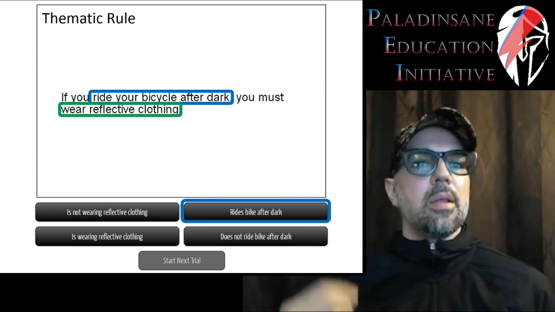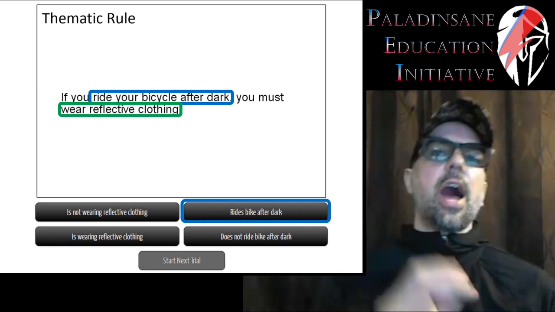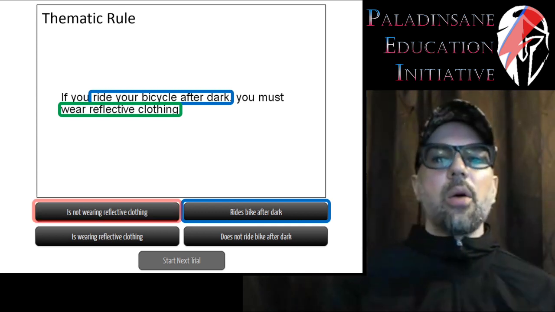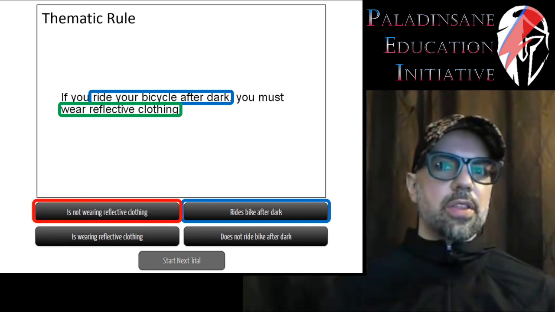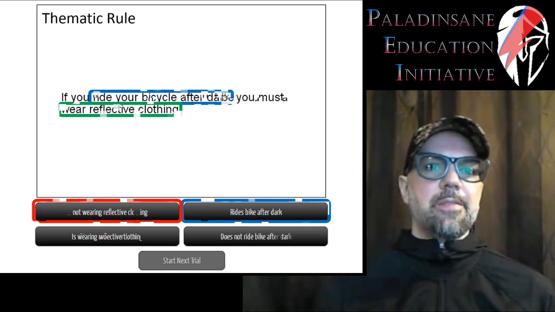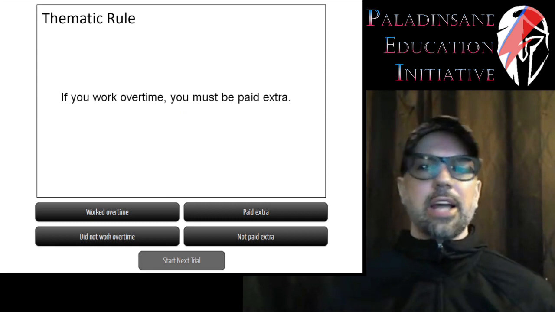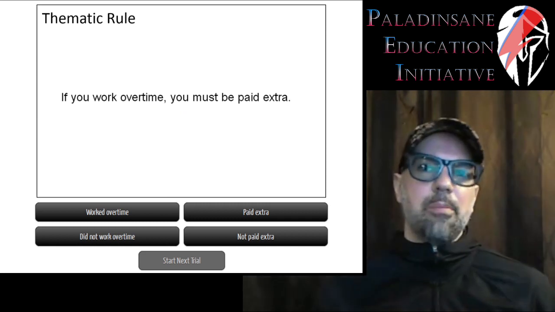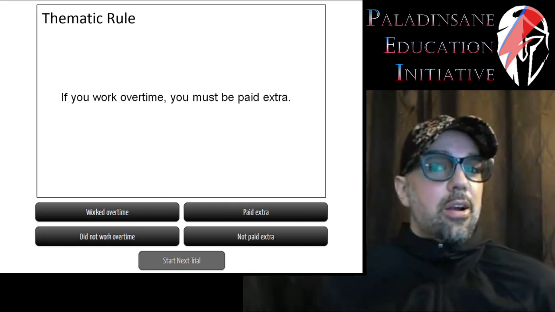Tells us nothing. The people we need to check are the people that are not doing this. The people that are not wearing reflective clothing, to make sure that they are not going out on their bikes after dark. And then finally, if you work overtime, you must be paid extra. This is probably really easy for most of us because we've all put in our overtime hours.